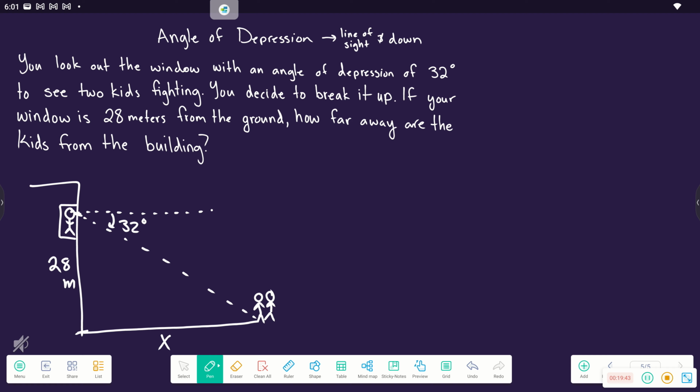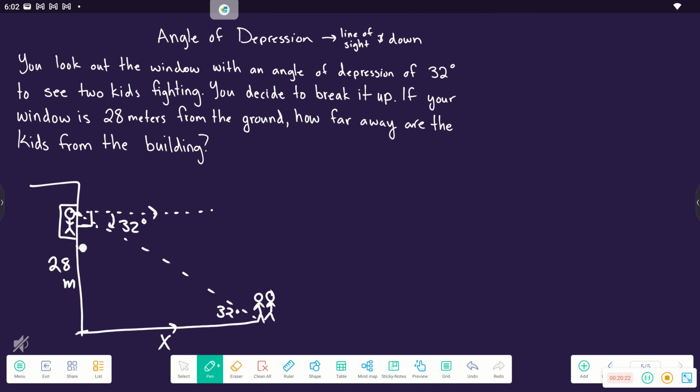Now, there's a couple of ways that you can go about this. One is talking about parallel lines. The ground is parallel to your line of sight if you're looking straight ahead. So if this angle is 32 degrees, then this angle is also 32 degrees. Okay. Or the way I thought about this is this total would be 90 degrees, which means I could do 90 minus 32 to figure out that this angle is 58 degrees. However you go about it, you'll get the same answer, okay?